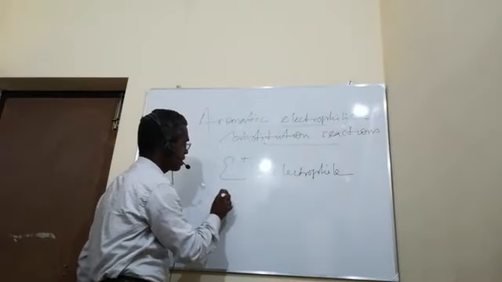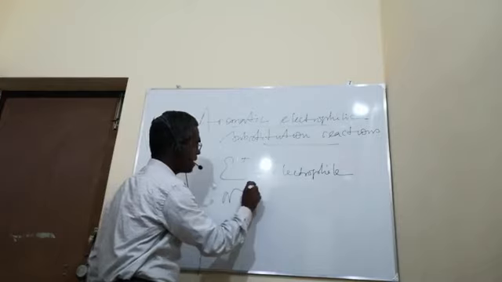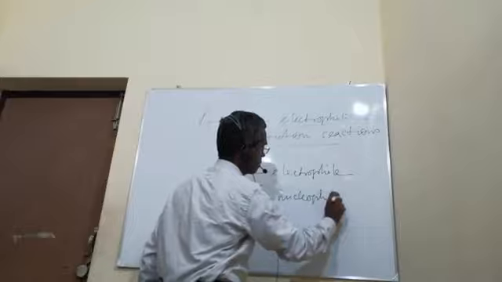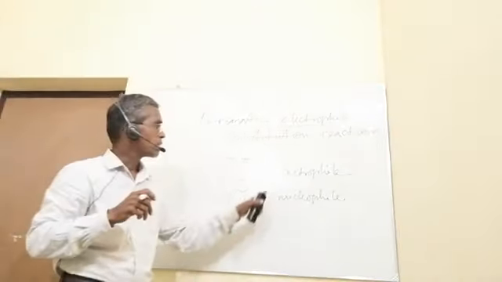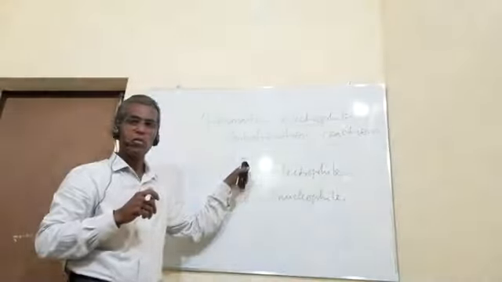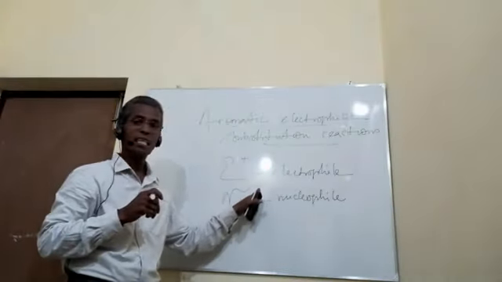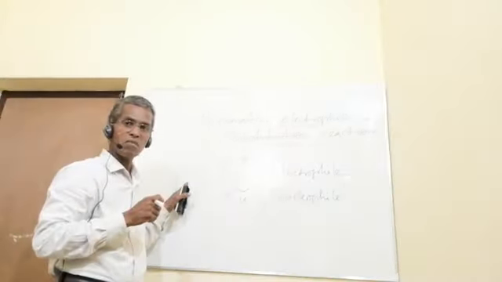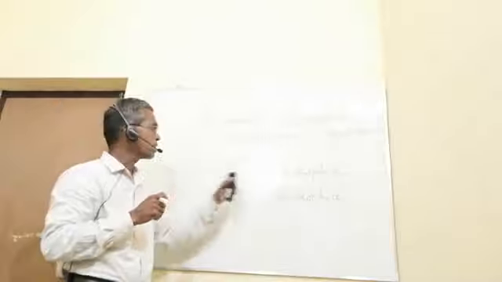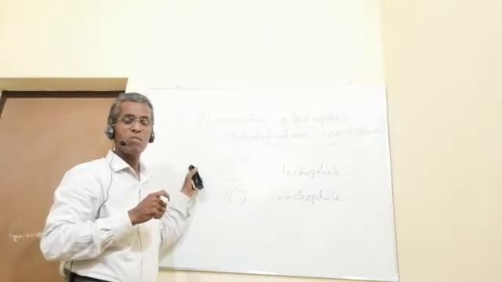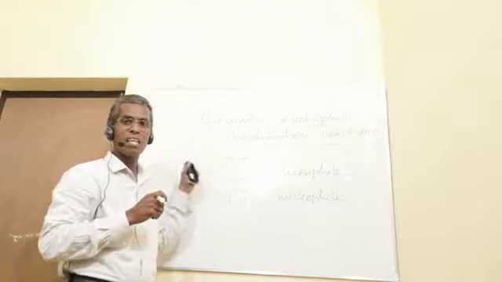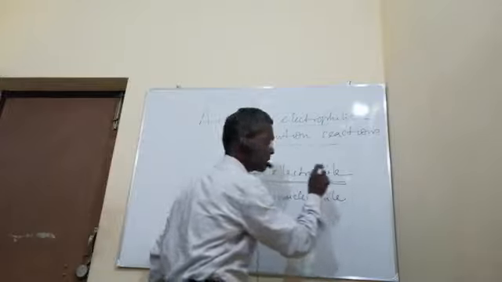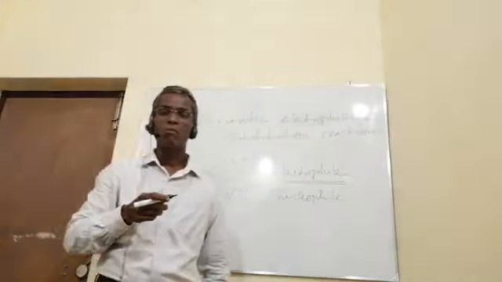The next thing is, when a species carries minus charge, we know that this is called nucleophile. One is electrophile that carries positive charge. Another one is nucleophile that carries negative charge. If it attacks the positive center, that is called a nucleophilic reaction. If an electrophile attacks the negative center, this is called an electrophilic substitution reaction. Now we are going to discuss only electrophilic substitution reaction into an aromatic system.